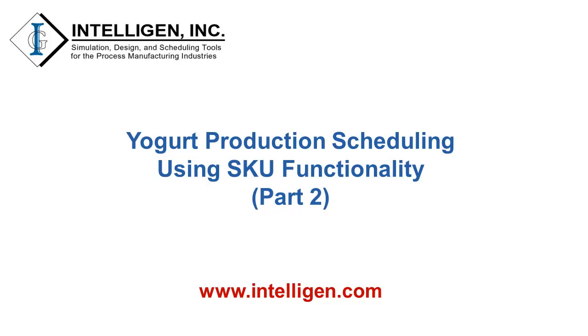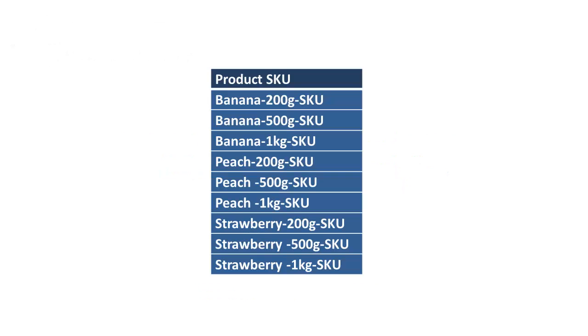This case also describes how to specify variable operation durations based on SKU types, such as product type, product size, etc. SKUs may differ in multiple characteristics. For instance, in addition to differing in container size, yogurt products may also differ in flavor. Let us consider 3 different yogurt flavors: banana, peach, and strawberry. The combination of 3 different flavors with 3 different cup sizes creates 9 different product SKUs.